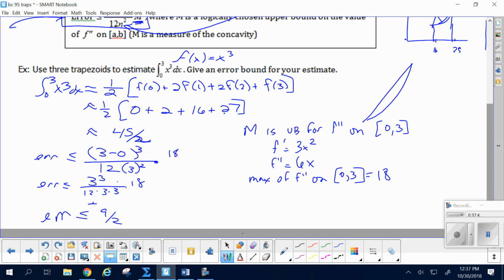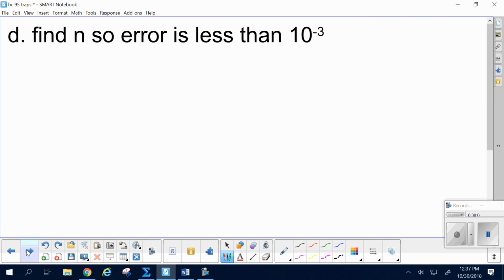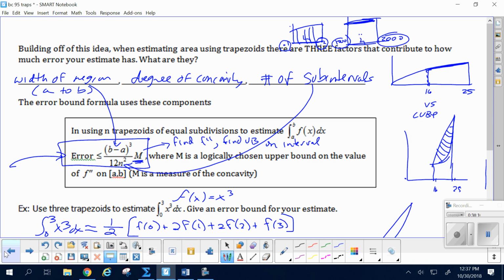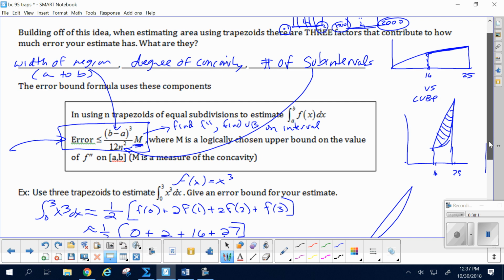Overestimate. So I really know that at the least, this could be 45 halves minus 9 halves. At the very least, the true area must be 36 halves or 18. Okay? It cannot be less than 18. Now, I could tighten that window and say it's even closer around the true area by expanding the number of trapezoids.